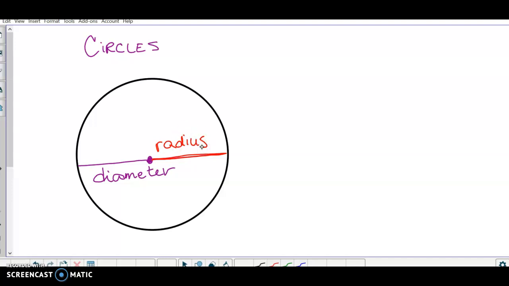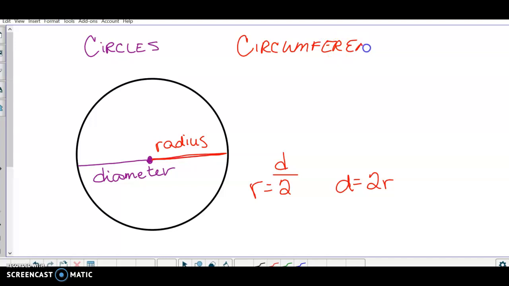And keep in mind that a radius is our diameter cut in half, because our diameter is 2 of our radii. Today we're going to talk about circumference. And circumference is simply perimeter of a circle.